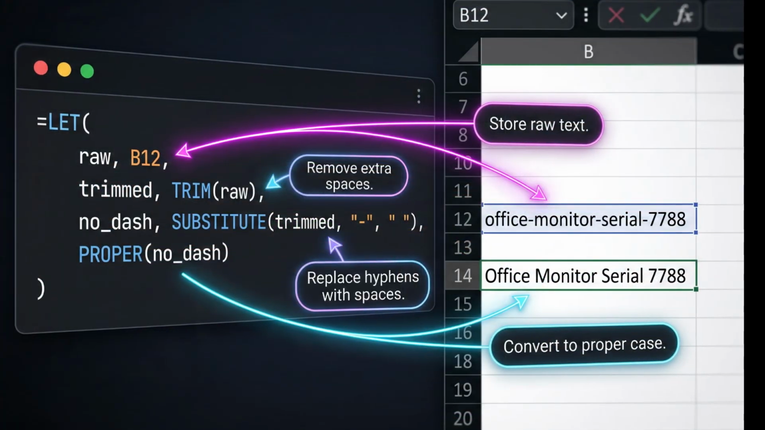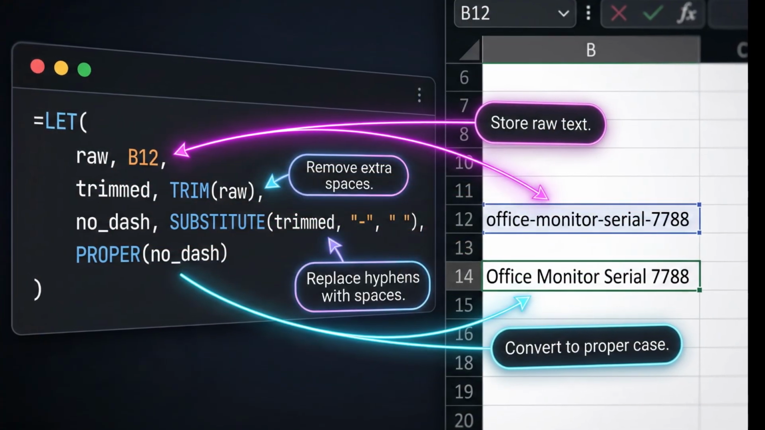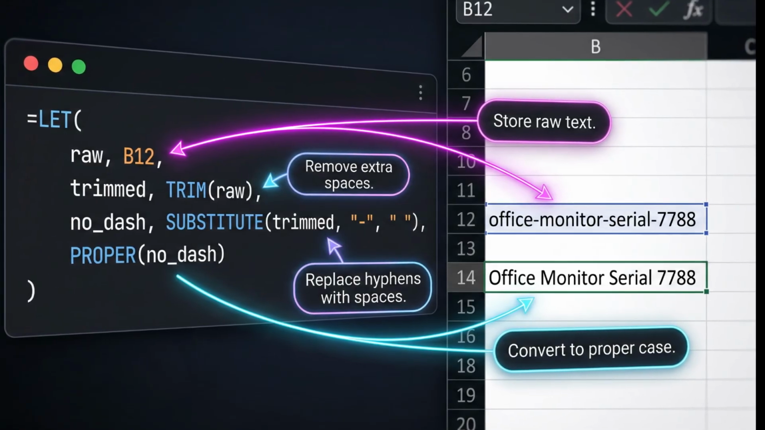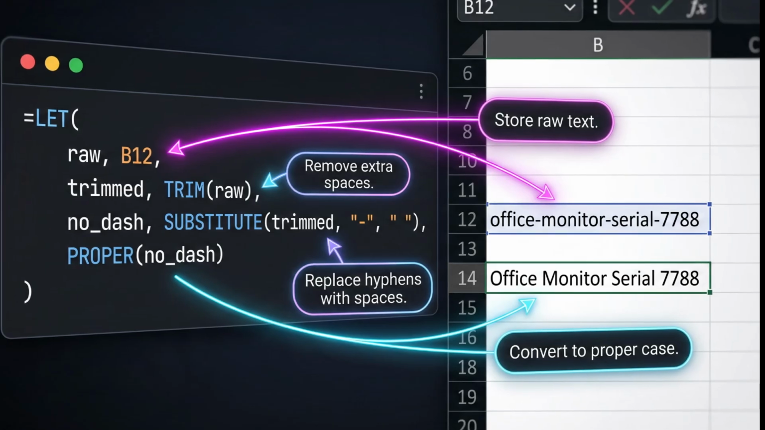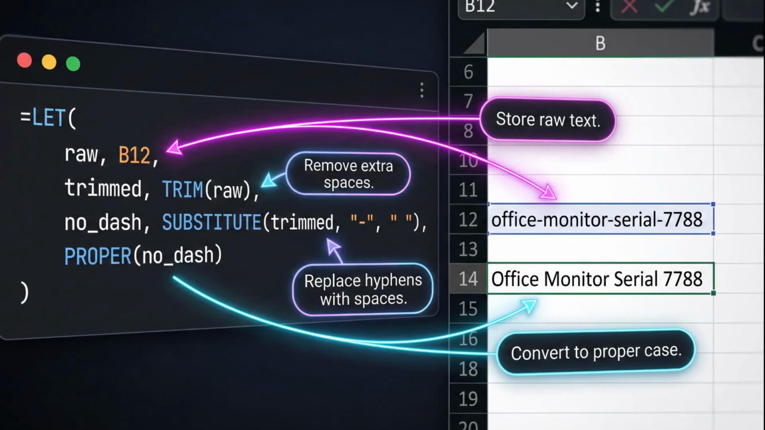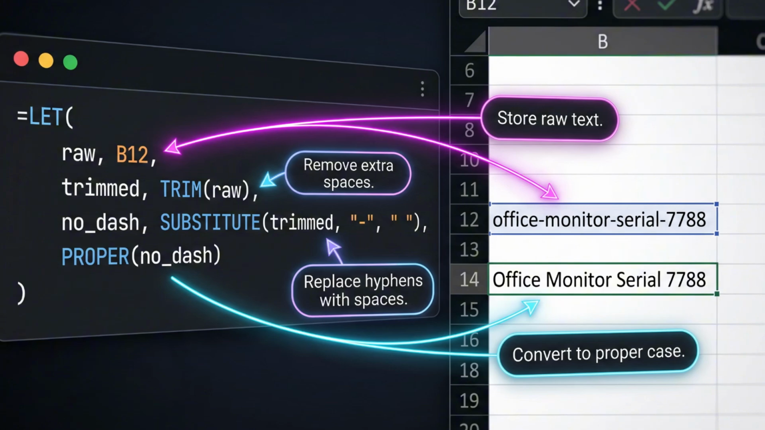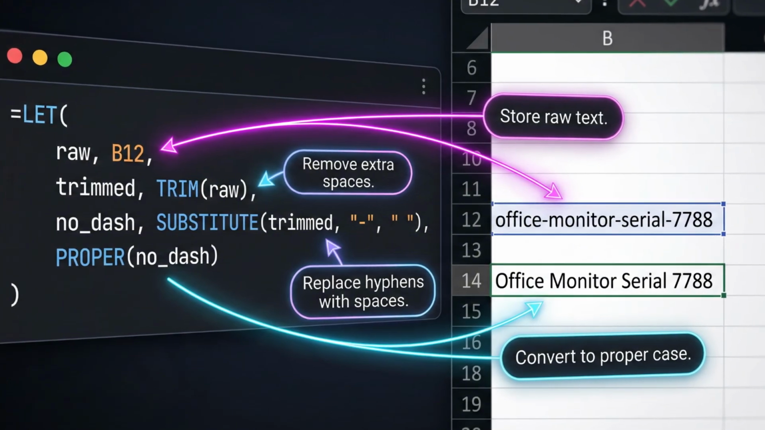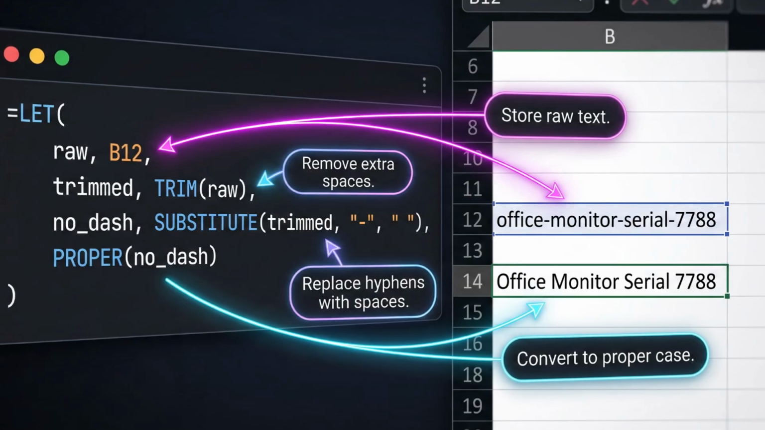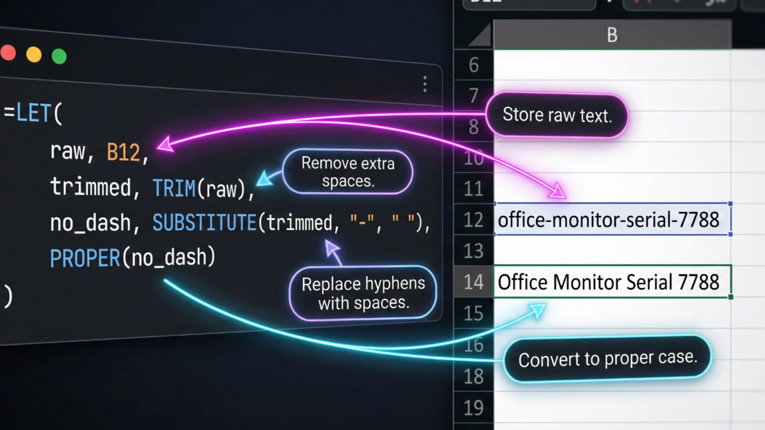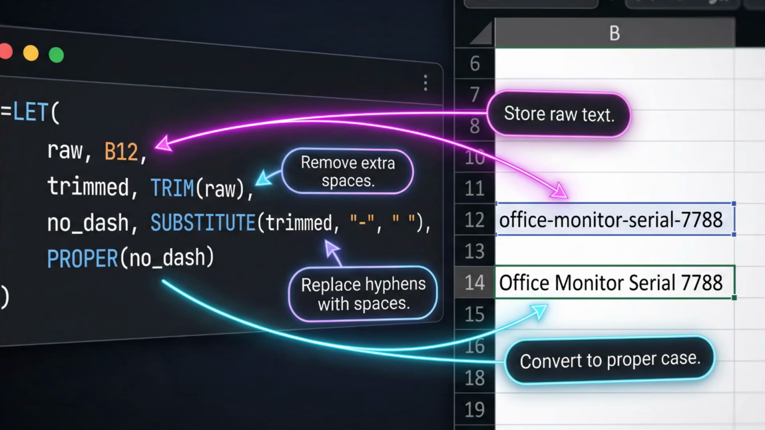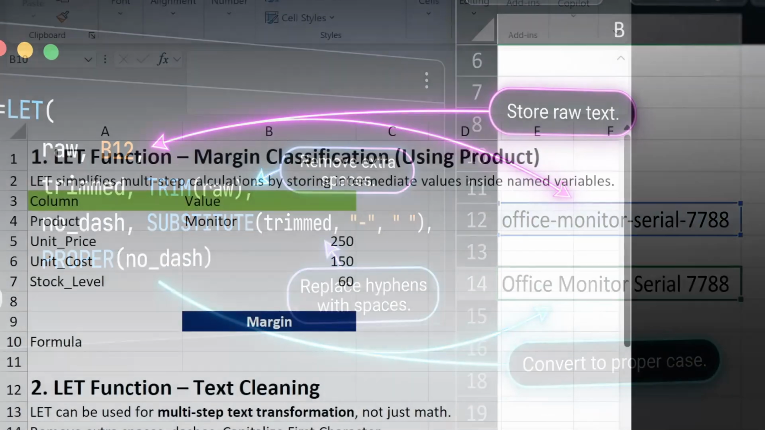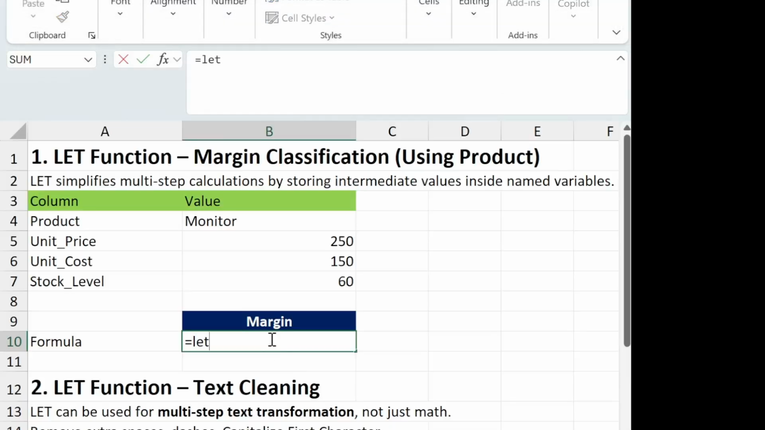Before we begin the demonstrations, let us break down the structure of LET. A LET formula follows this pattern: LET name 1, value 1, name 2, value 2, name 3, value 3, and finally the result. Each name stores a value. The final line returns the result. This structure allows Excel to calculate each step once, store it, and reuse it. Let us begin with the first demonstration.